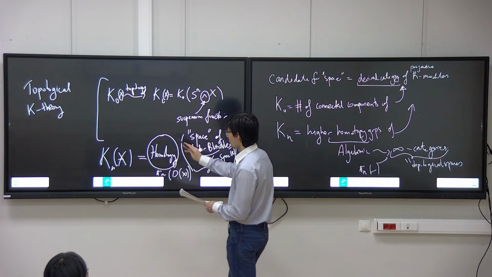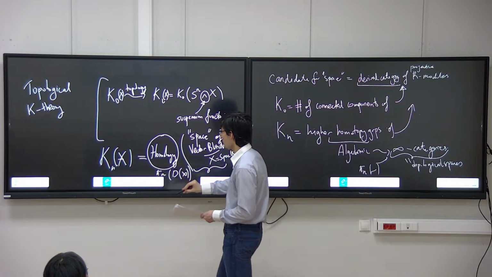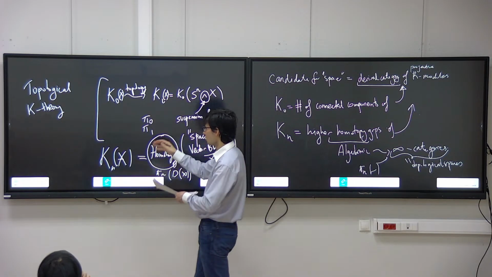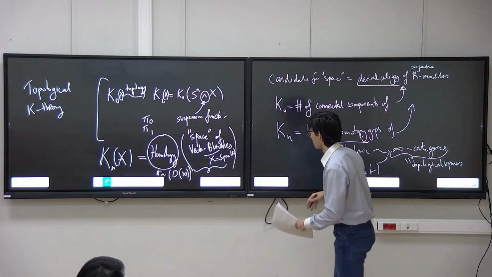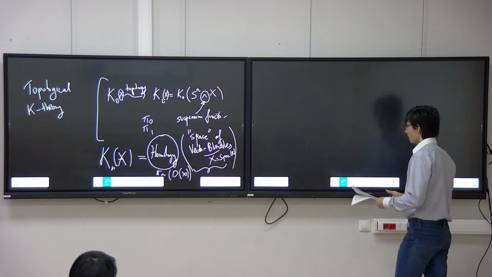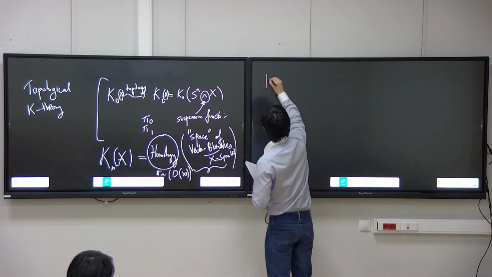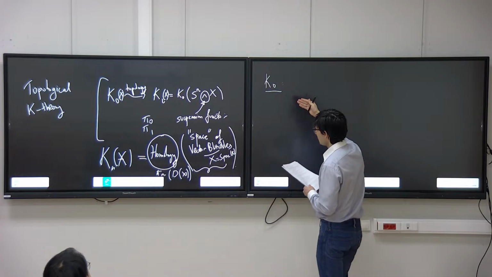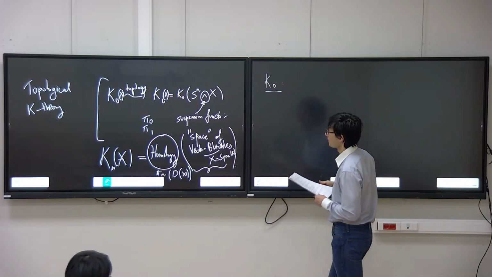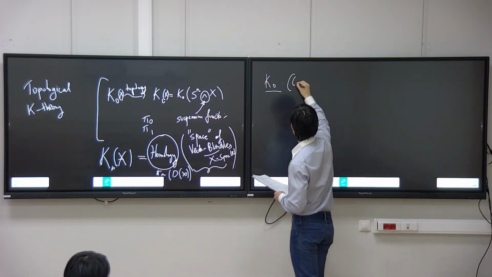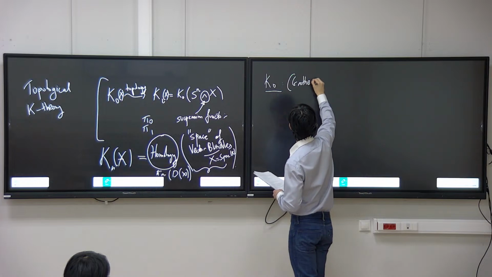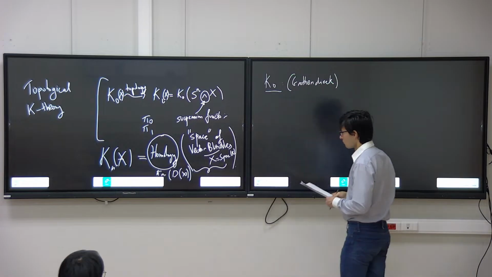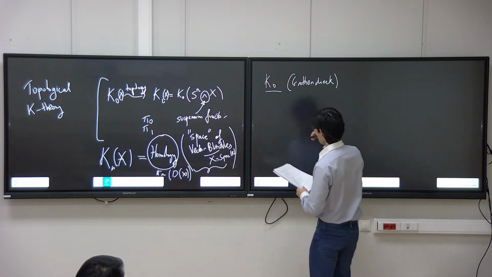But certainly to start with K0 and K1, mimicking connected components and loop groups, you can do it on the nose without much machinery. Let's start with this. So K0. This was easily defined, I guess. Well, not easily, but it's a definition due to Grothendieck. And it was just to make his Riemann-Roch theorem work. So the definition is as follows.